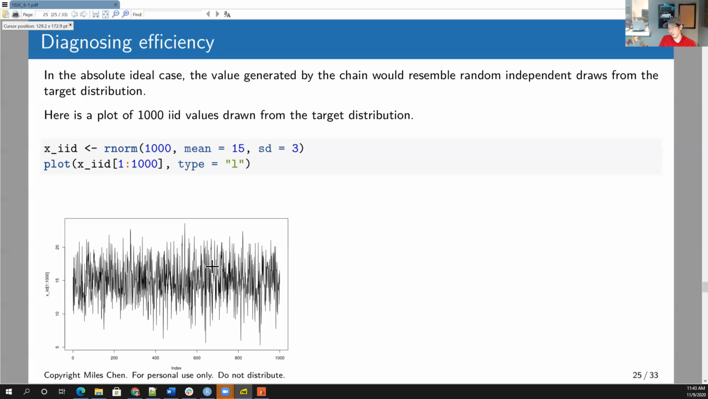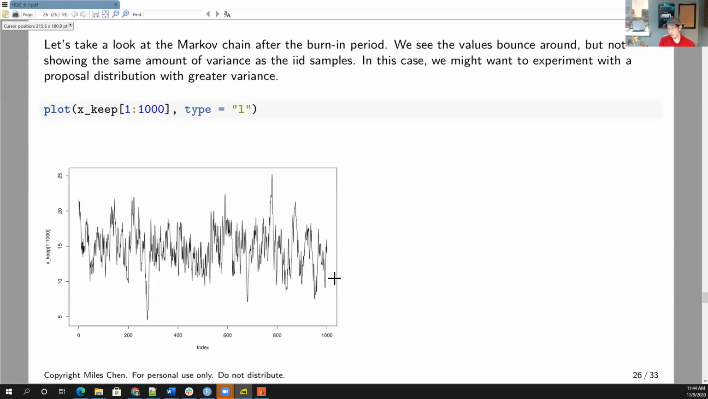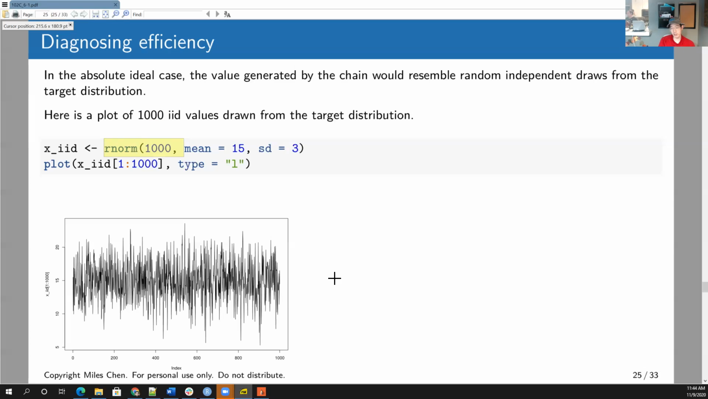So this is what 1,000 IID independent values drawn from the normal distribution look like. I just used rnorm and said, give me 1,000 values. This is what IID values look like. There's no correlation. It's just bouncing all over the place. This is the ideal target. This is what would happen if the values are independent. This is what our chain looks like. It bounces around, but it doesn't quite look like this.